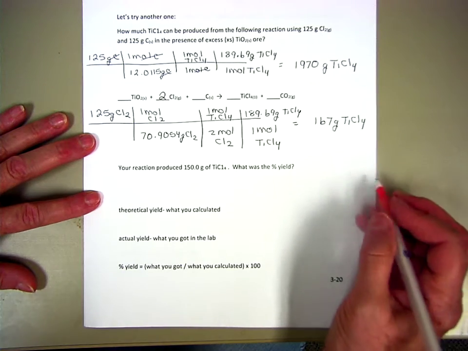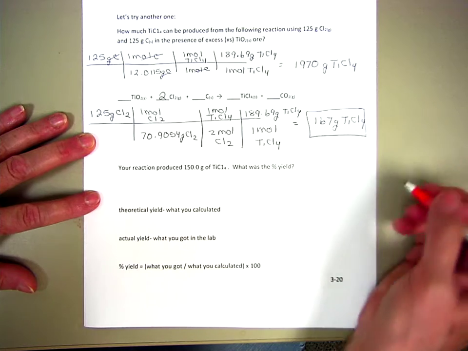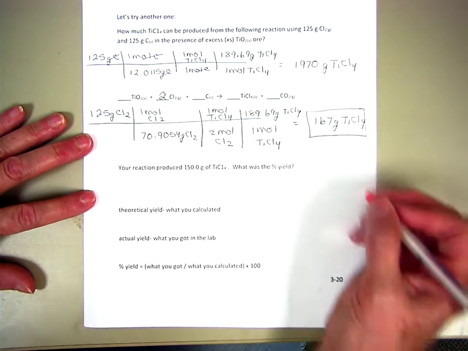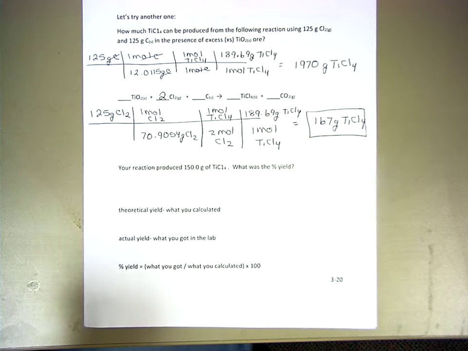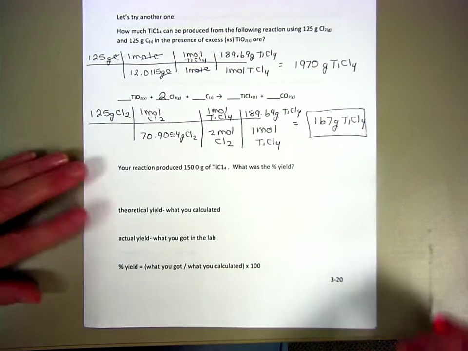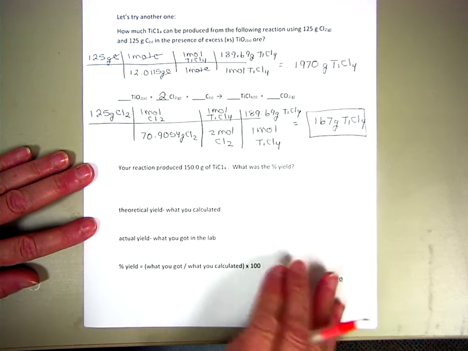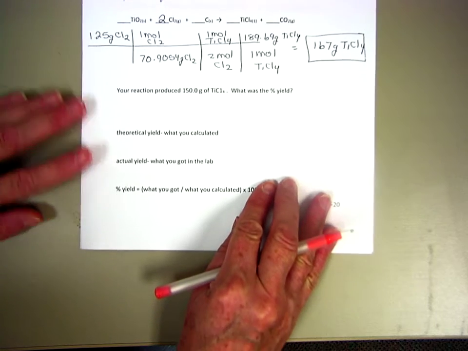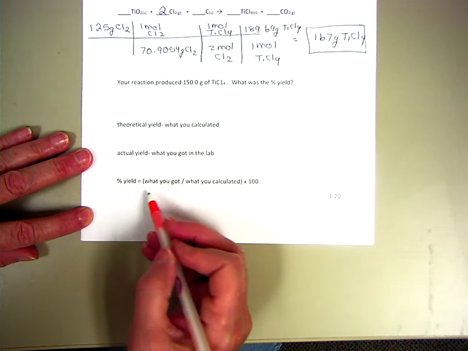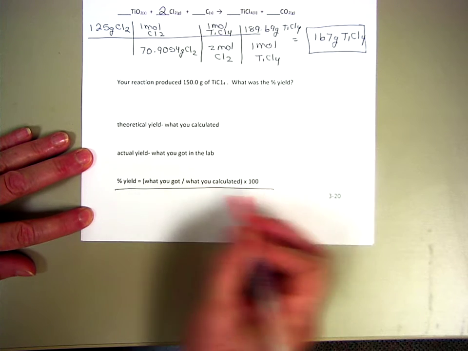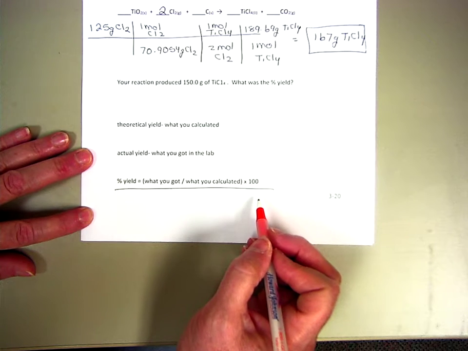Now I look at the two numbers and I choose the smaller, and this is my theoretical yield. Theoretical yield is what you can produce when everything goes perfectly well. Sometimes in life it doesn't quite happen that way. So in our case, our reaction produced 150 grams of titanium chloride. So when I look at this, I think about the theoretical and the actual yield. Then I can calculate percent yield is actual, what you got, over theoretical, what you calculated, times 100.